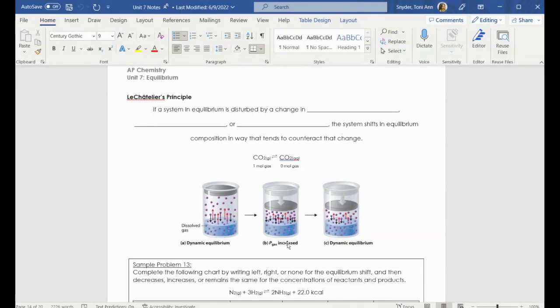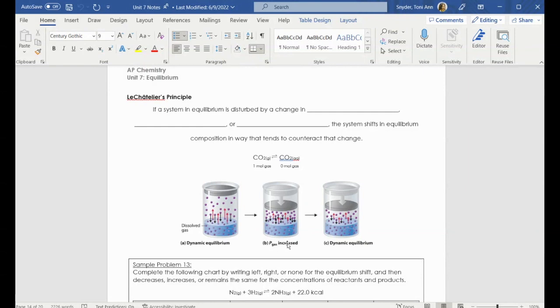Hey everybody, and welcome to our next video all about LeChatelier's principle. We can talk about LeChatelier's principle because when we're talking about equilibrium, especially when we've been talking specifically about Q versus K, sometimes Q is less than K, sometimes Q is greater than K.